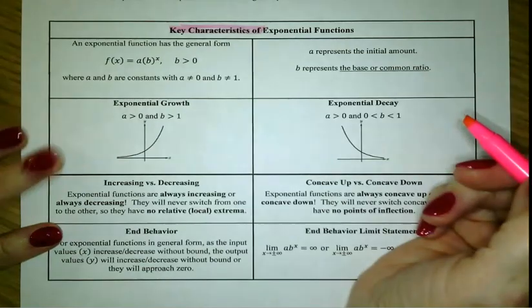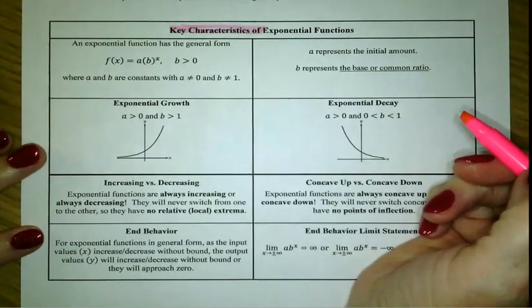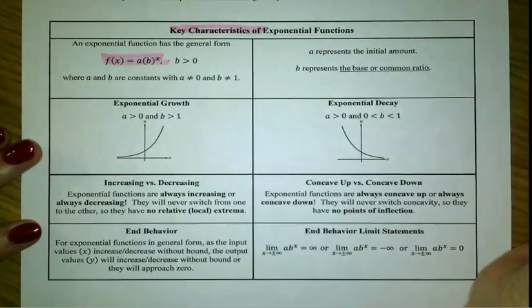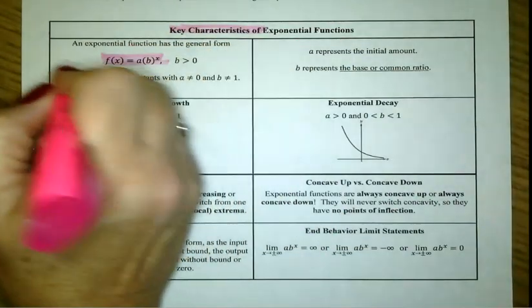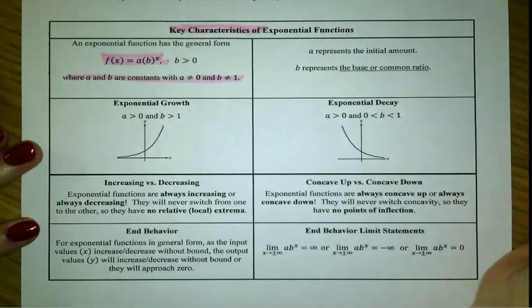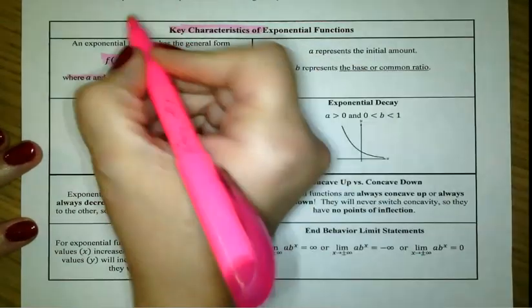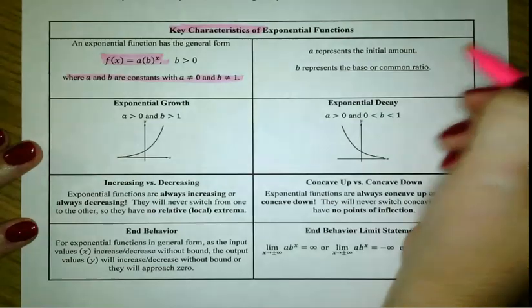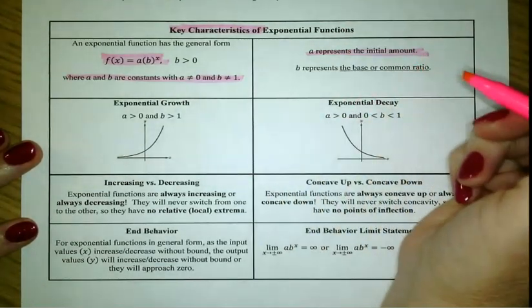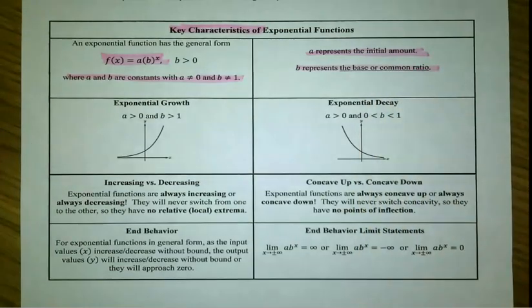We'll start there. We basically have the general form of an exponential function, which is right here. That's f of x equals a b to the x, where b is greater than 0. A can't be 0 and b can't be 1. So there are some conditions to be met for that exponential model. We studied previously that the a right here in front represents the initial amount, and the b represents the base or the common ratio. So nothing new there, basic characteristics.